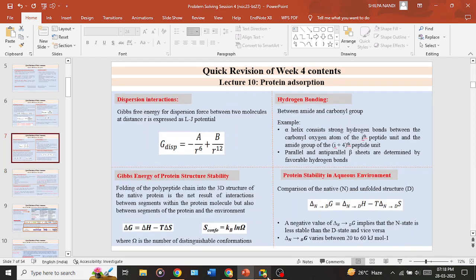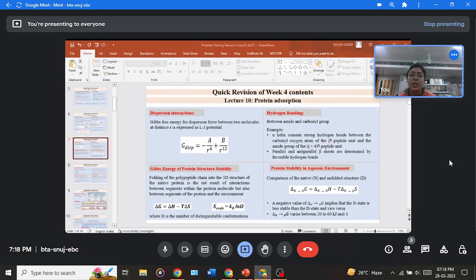So next, dispersion interactions. In this case, the Gibbs free energy for dispersion force between two molecules at distance r can be expressed as the LJ potential. This LJ potential was also discussed in the first week course content, which can be given as G dispersion is equal to minus A by r to the power 6 plus B by r to the power 12.